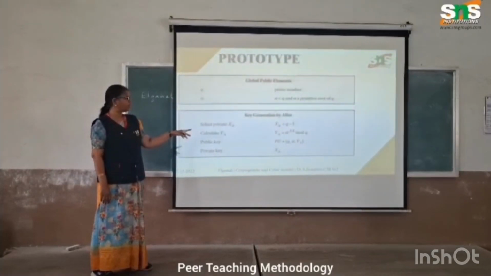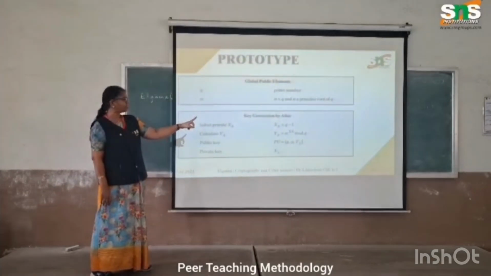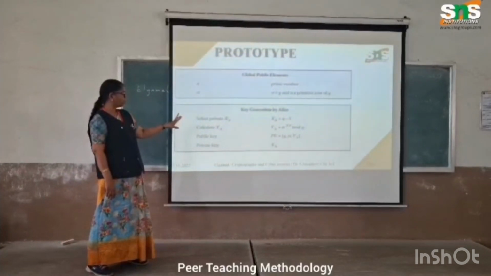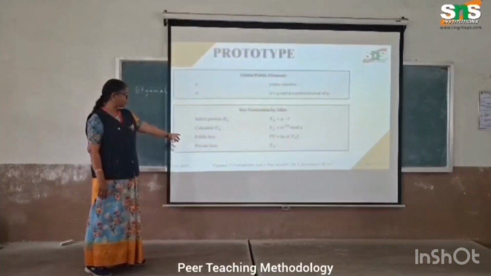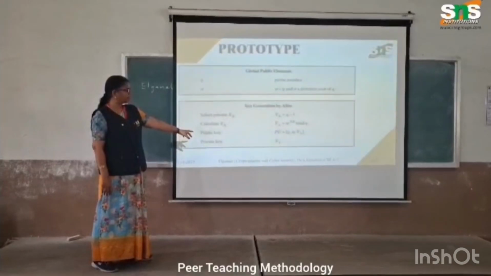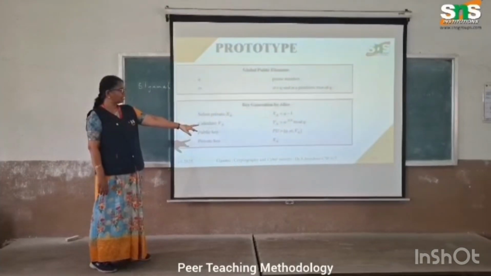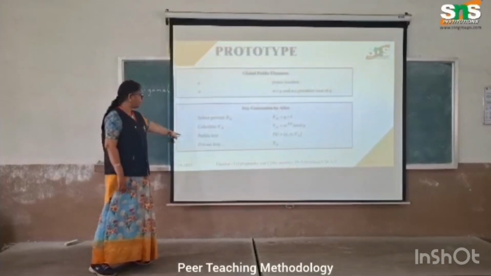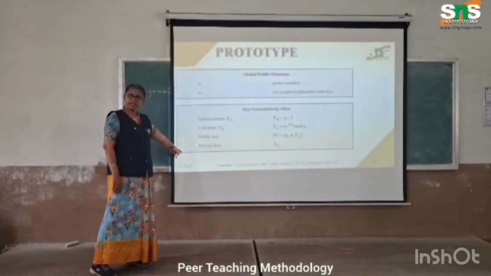What is the formula for YA? YA is alpha to the power of XA mod q. Using this formula, we can calculate YA. From this we can form the public key. The public key PU equals q, alpha, YA. So this is my public key, and XA is my private key.